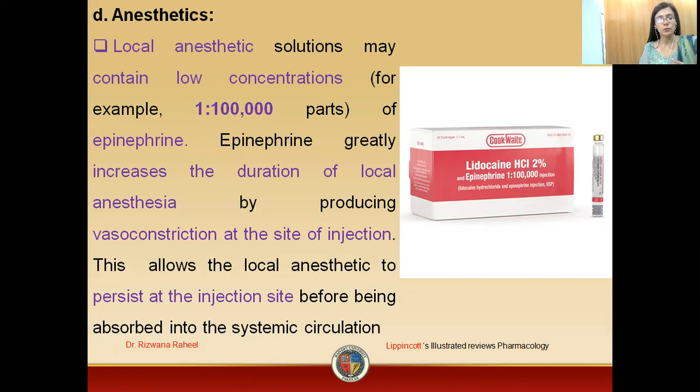What will epinephrine do in this case? This will increase the duration of the local anesthetics. Why will it increase the duration of the local anesthetics? By producing vasoconstriction at the site of injection. So what will happen due to vasoconstriction? Your local anesthetic will stay at the injection site for a longer period of time.